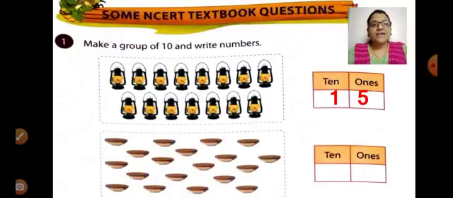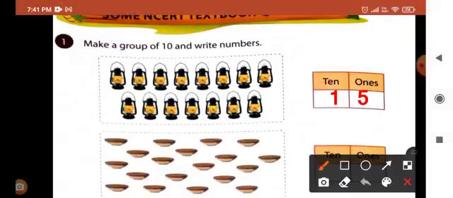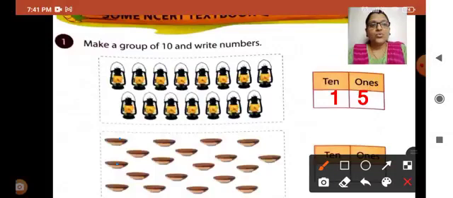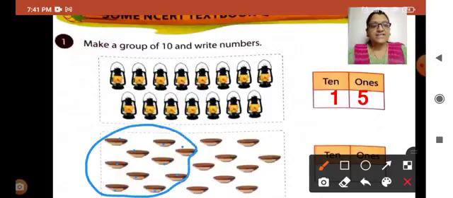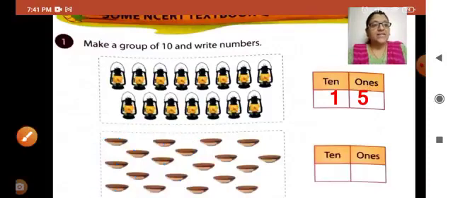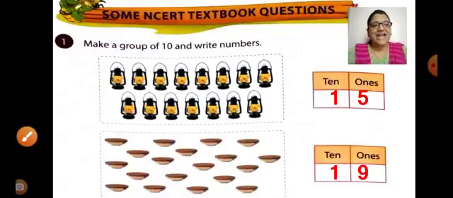In the next picture, we see bowls. Now, let us make a group of 10 bowls. 1, 2, 3, 4, 5, 6, 7, 8, 9, 10. Yes. And how many bowls remain? Now 1, 2, 3, 4, 5, 6, 7, 8, 9. 9 bowls left. Hence, we will write it as 1 ten, 9 ones. That is 19 bowls. Let us move ahead.